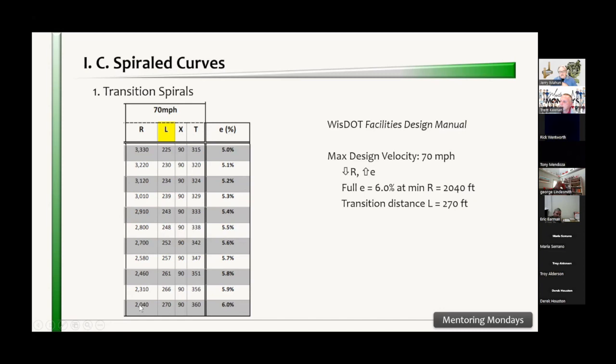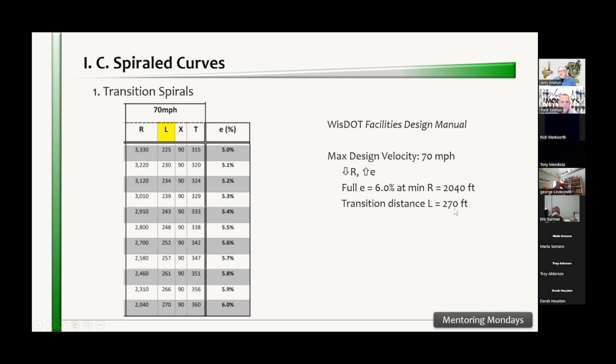is 2,040 feet, which is a pretty sharp curve. The transition distance that we need at a design velocity of 70 miles an hour is 270 feet. And that's enough because remember the car's also rotating about its longitudinal axis, even though 6% is not a lot. But you don't want it to happen too fast because it'll feel like the car is being tossed up on one side.